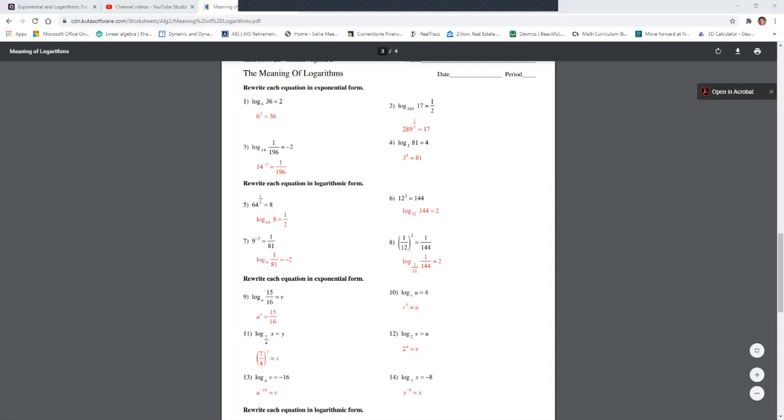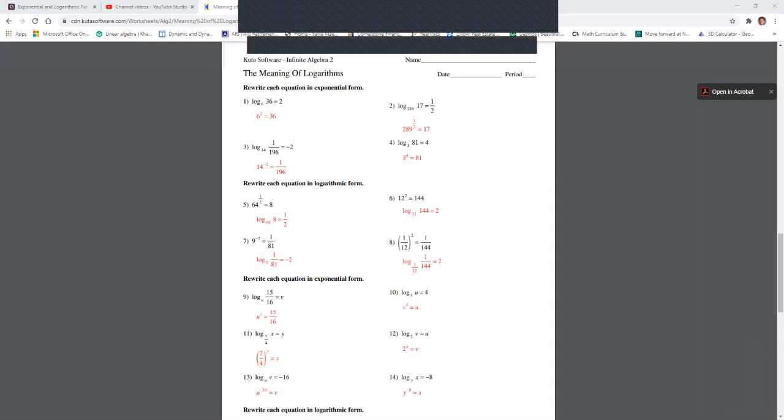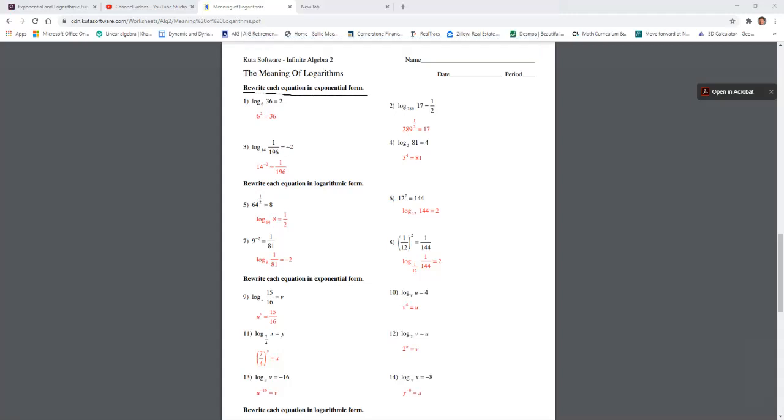So this exercise here is to show you how to rewrite logarithmic expressions in various ways and vice versa. For example, the first few problems say to rewrite each equation in exponential form. Basically, if you look at problem number 1, you can see that this is log base 6. And the reason we call that base 6 is because we can write it this way, right? Where 6 is the base.